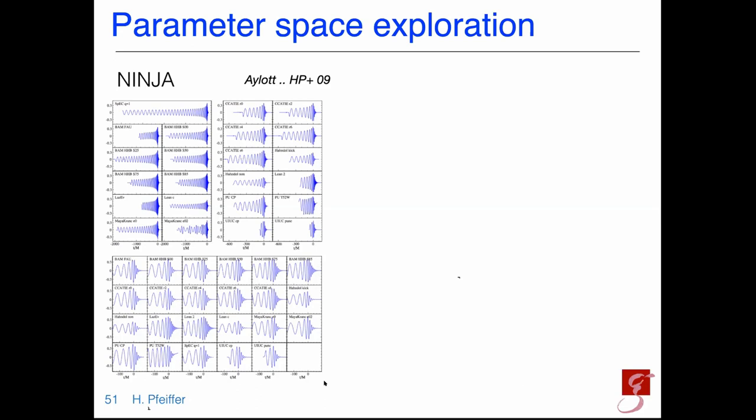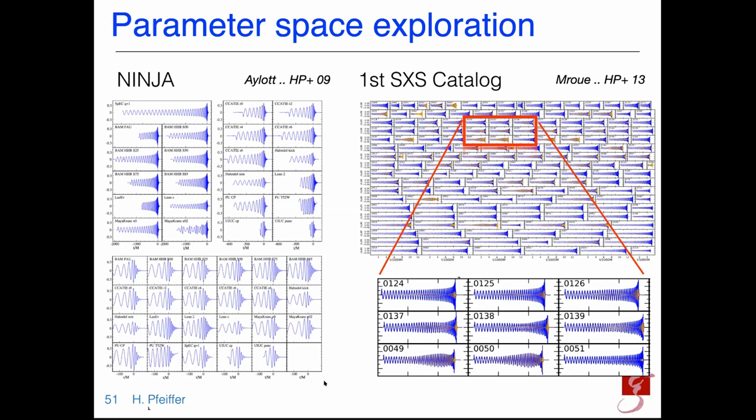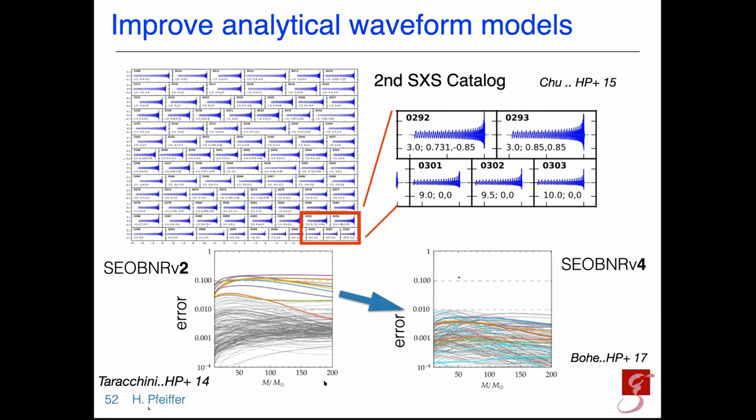But very quickly, the numbers shoot up. In 2013, our collaboration had the then biggest catalog with the longest waveforms, about 170 waveforms. It was still good enough to plot the waveforms because there were still few enough. We continued with a second catalog in 2015 with aligned spin waveforms. And all these extra waveforms are continuously being used to improve the analytical models.